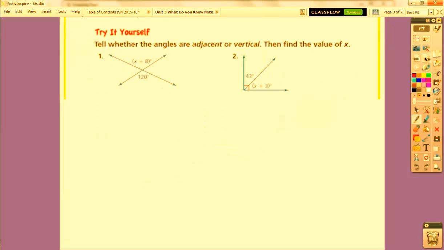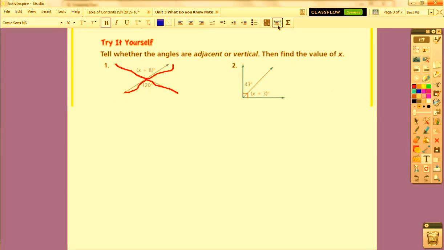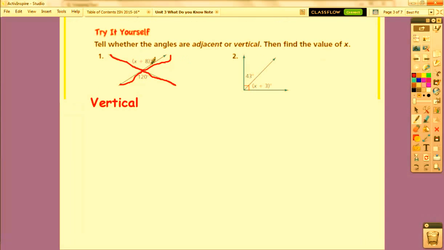Okay, number 1 and 2. Again, we're going to tell whether the angles are adjacent or vertical, and then find the value of x. So we see this angle is called x plus 8, and this angle is 120 degrees. Now they make the V, they're facing each other, so we know that those are vertical angles. And then we also have to figure out what x is. Now vertical angles are congruent, they're equal, so if this angle is 120, this angle also has to be equal to 120. So we can write an equation.